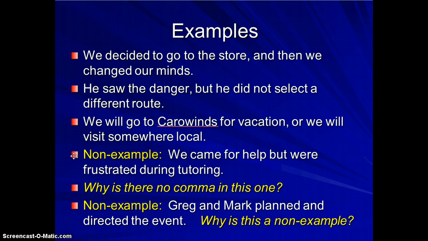Now here's a non-example. We came for help, but were frustrated during tutoring. Why is there no comma in this one? Well, we have a subject, we have a verb, we have a conjunction. Oh, right here we go right into the verb. There is no subject there. So it is not compound, and the conjunction does not have a comma.